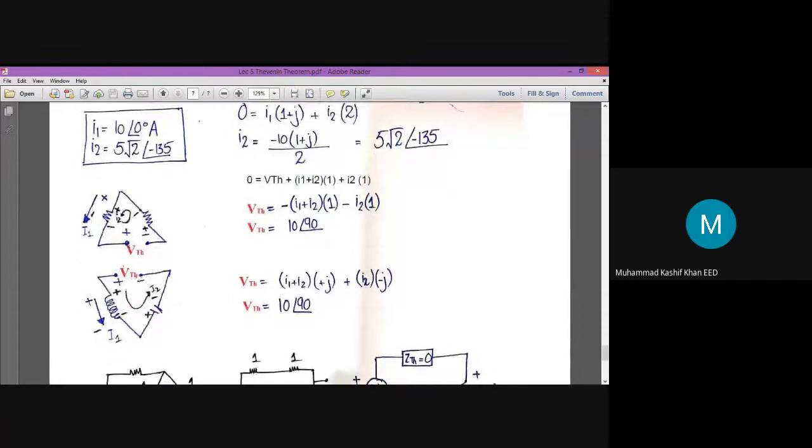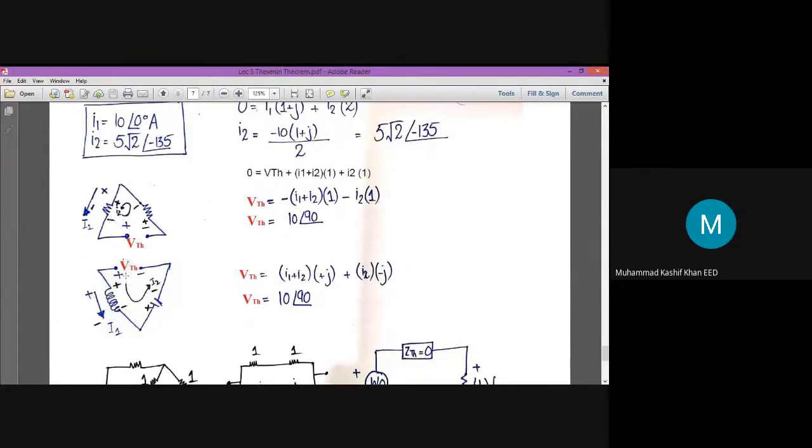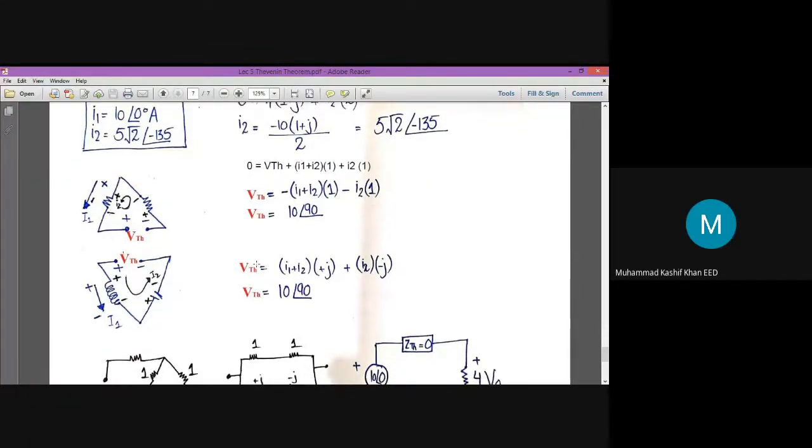Now, in the lower part of the circuit, the current I2 is flowing in this direction. And this is creating a voltage rise at VTH. So to find out the VTH, I have applied the loop analysis.